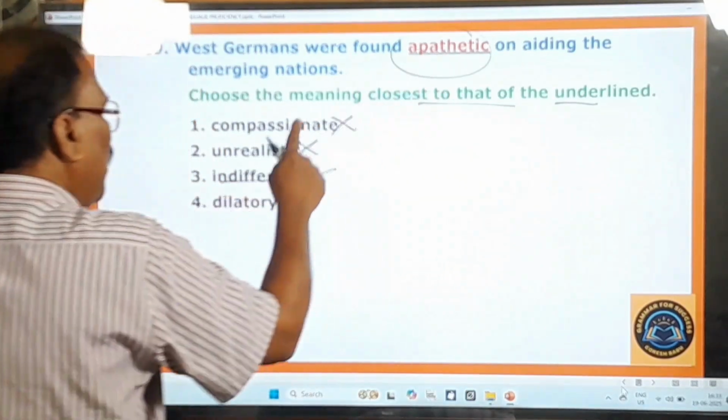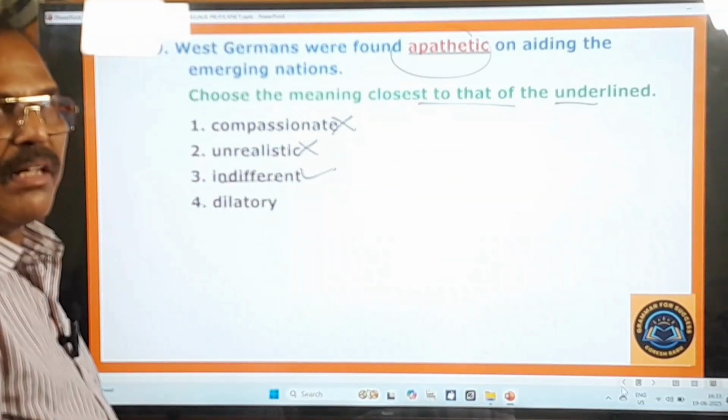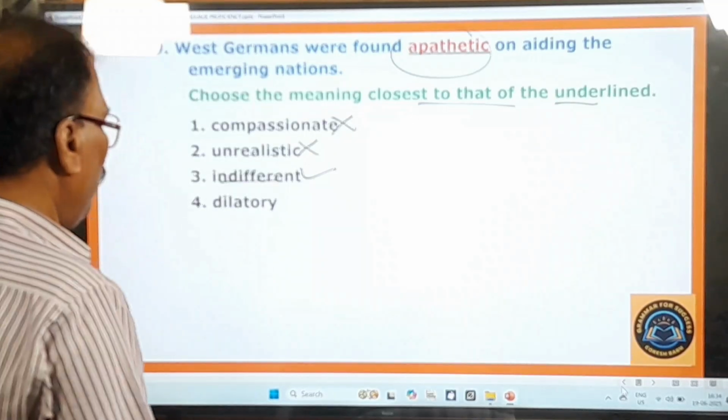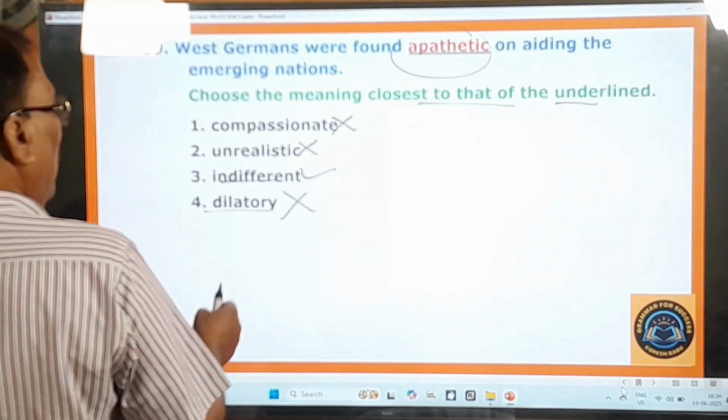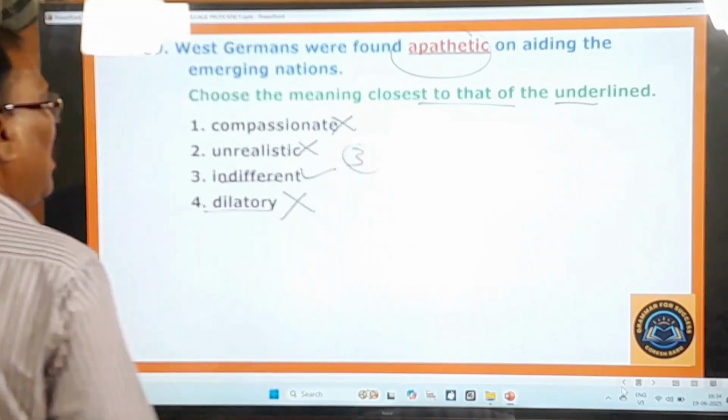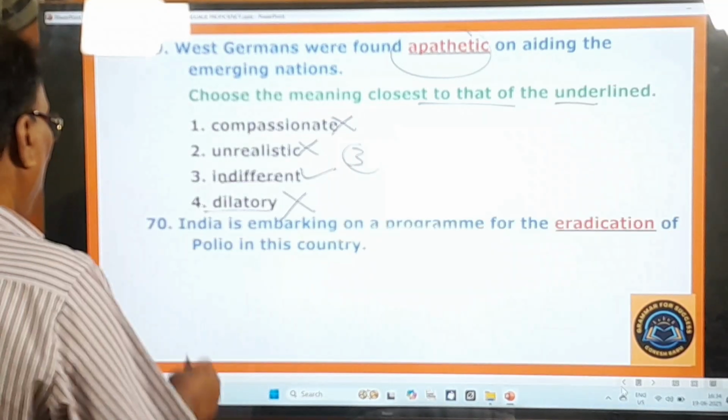In other words, apathetic means indifferent, vimukhata gala. That is the Telugu meaning. And dilatory. No, it is also not the right one. And here the third one is only the right one. And now you move on to the next question.